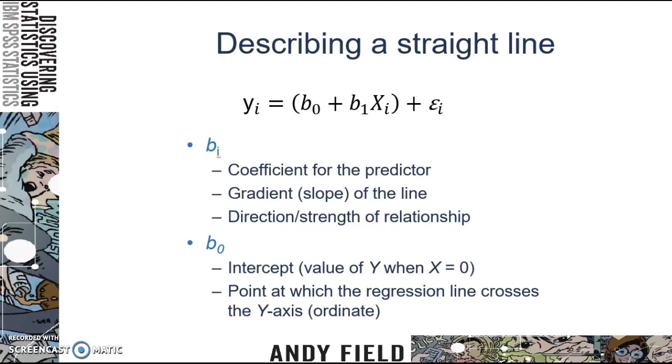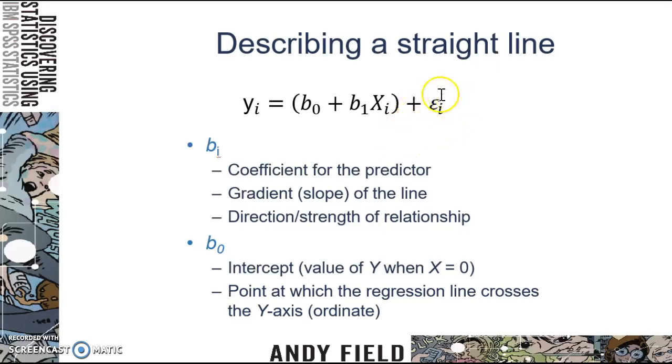However, in this equation, you've got b1, which is the coefficient of your predictor, and the slope of the line, and also the direction of the relationship. And as you're going to see as we go through this chapter, these variables are going to give you some indication of what is going to happen to y as a result of adding predictive variables into the equation.